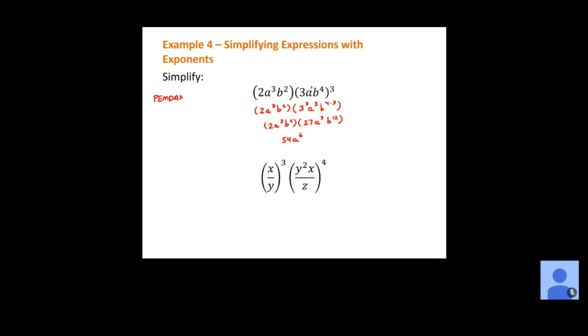And then again, we have our b's here. We're multiplying those together. That means we're going to add their exponents. 2 plus 12 should be 14. So we get b to the 14th. At that point, there's nothing else that can be simplified, nothing that can be combined, no negative exponents to deal with. So that right there would be our final answer.